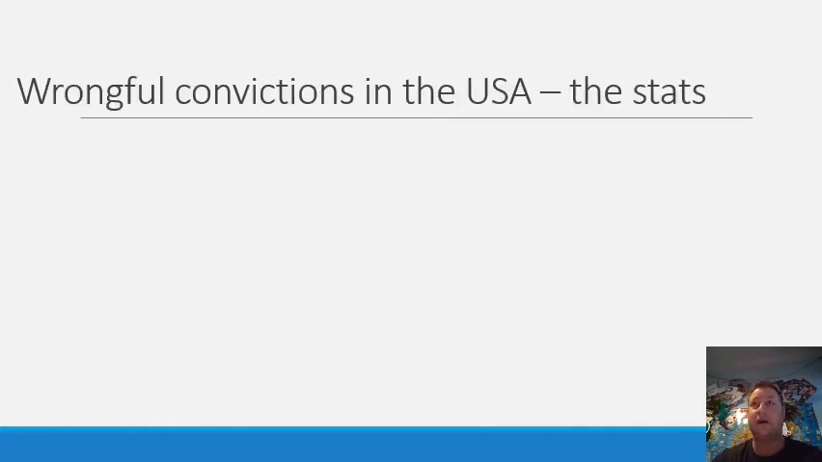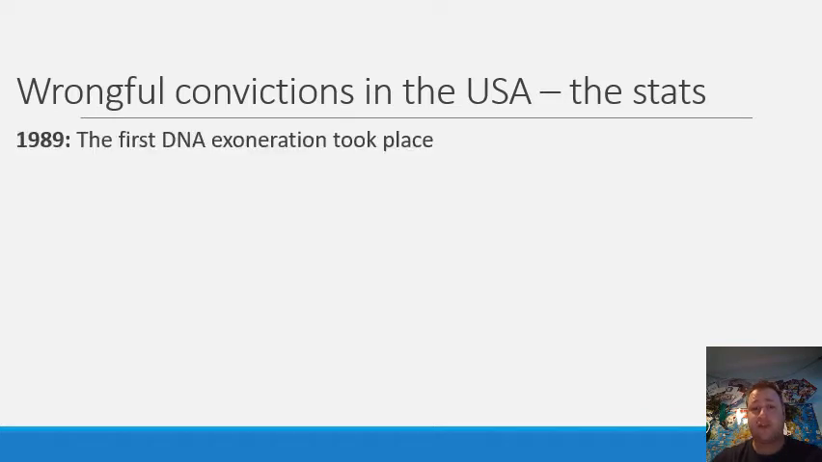And to highlight this is the amount of wrongful convictions, and most of the data here is in America because that's where most of the research is. So just so you know, there was no such thing as DNA. We didn't discover it until the late 20th century, and it wasn't until 1989 that the first person got exonerated, so let off a crime they had been found guilty of, because of DNA.